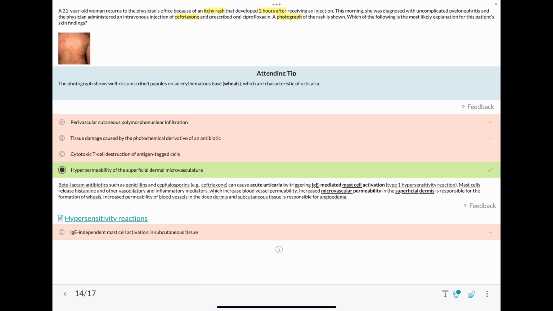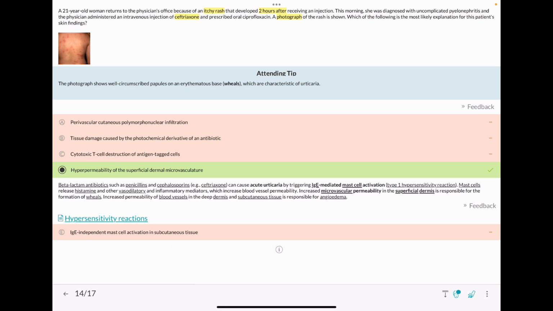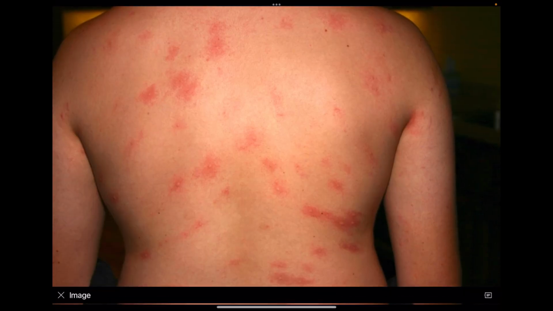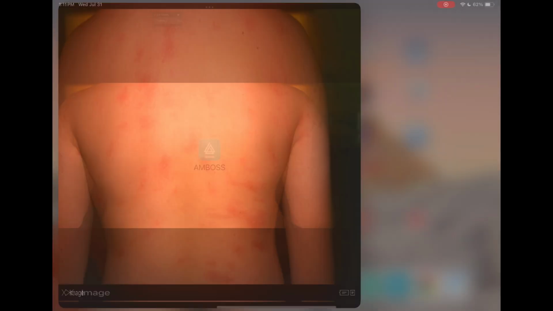And E, IgE independent mast cell activation in subcutaneous tissue. That would be seen with pseudoallergy, guys. That is possible only if the patient got angioedema, right? That involves increased permeability in the subcutaneous tissue and deep dermis. However, here the patient has urticaria, and that happens in the superficial dermis. So there is a difference.